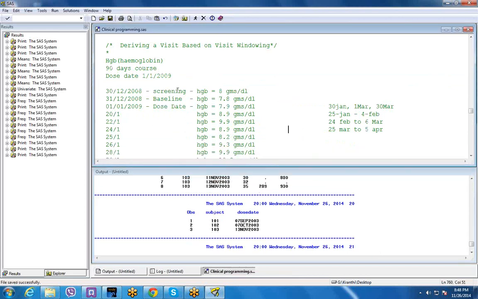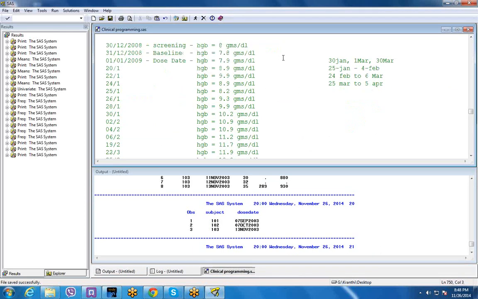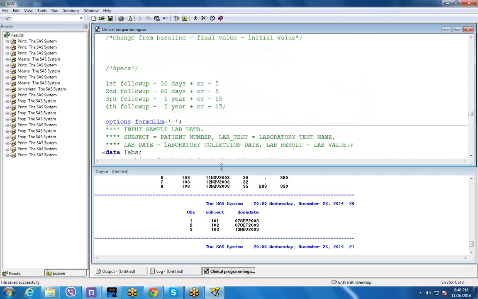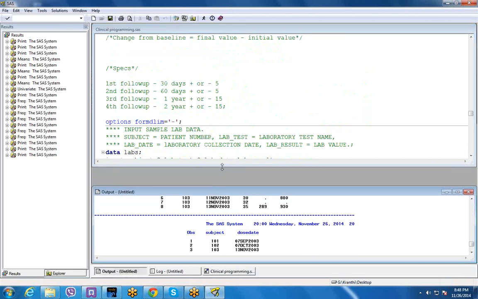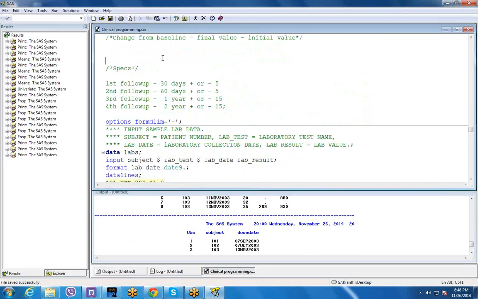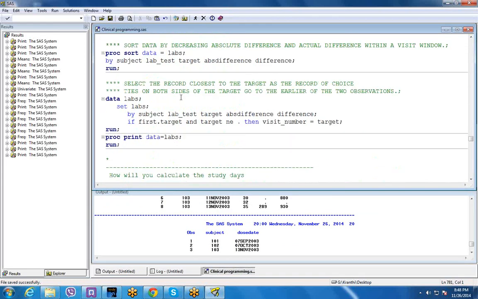Okay, now windowing. What is windowing? Deriving a visit based on visit windowing. One second, let me explain this visit windowing also, but first I have to explain the theory and then we'll see the practicals.